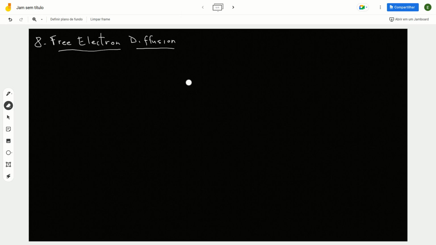Hello, let's move on with the second part of chapter 10. This time talking about free electron diffusion. Here we are going to deduce an expression for the coefficient of this diffusion for a warm plasma.